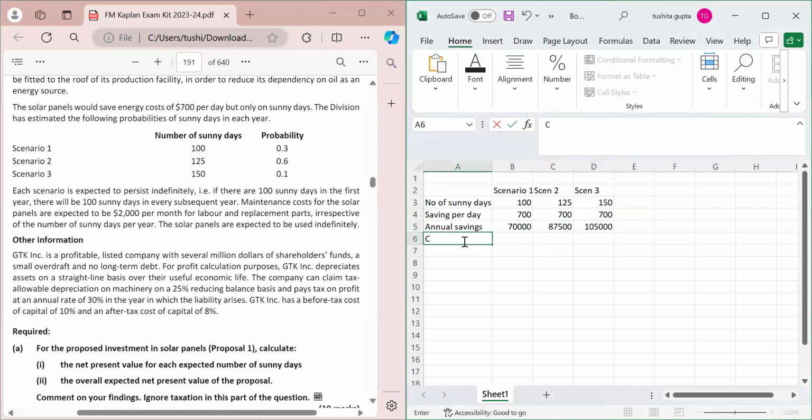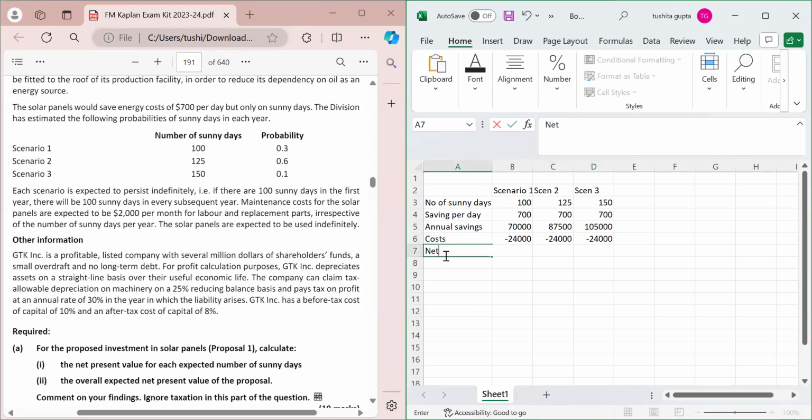Now the next thing is to look at the costs of it. Cost, it's given to you that you will have $2,000 per month. So annually it's going to be 2000 multiplied by 12. I'm putting a negative sign to represent that this is a cost. This is an outflow of money from our pockets. So this is $24,000 going out.